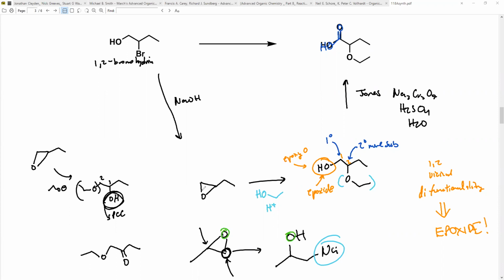Okay. Now, I will teach you guys this little rule of thumb so that we can apply it to some other problems. But usually when you see a 1,2 relationship where one of the guys is an ether, usually the ether was added as the nucleophile. Okay, we're going to see some examples as to why I say that. Okay, usually it's the ether that was added as a nucleophile.